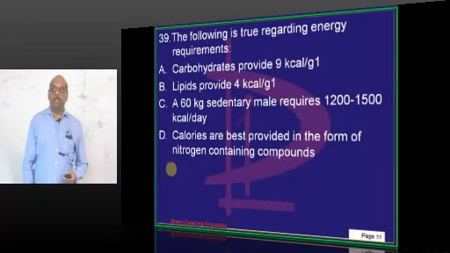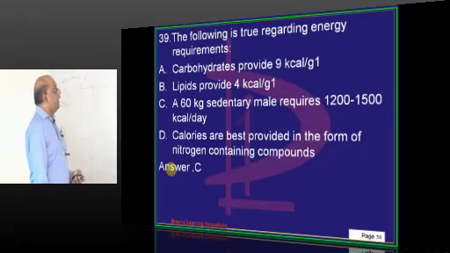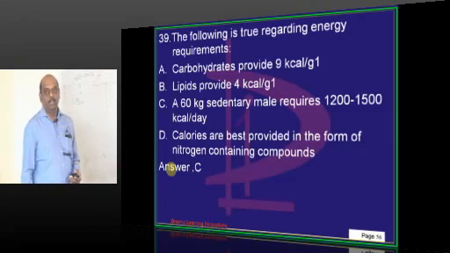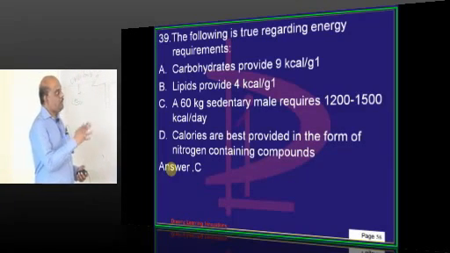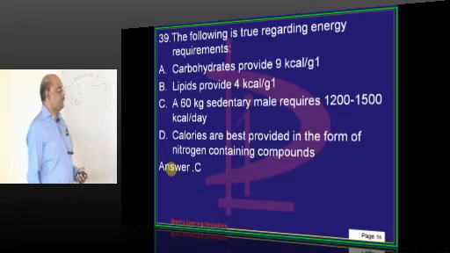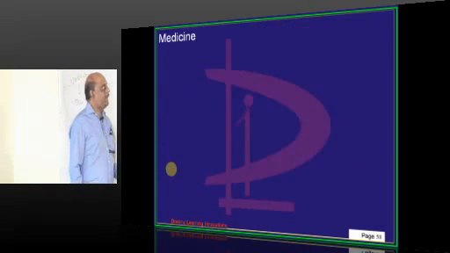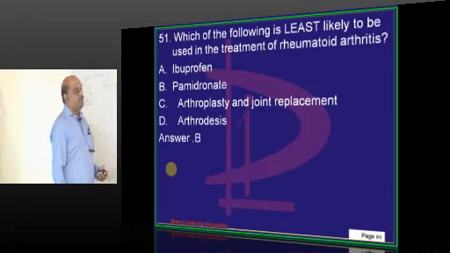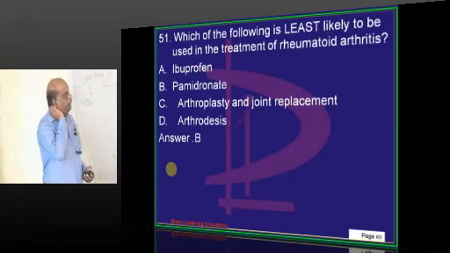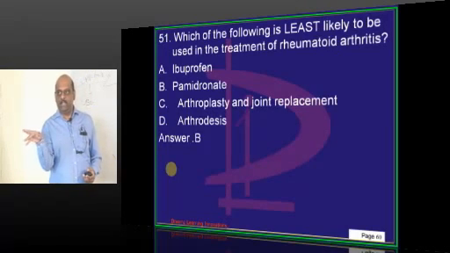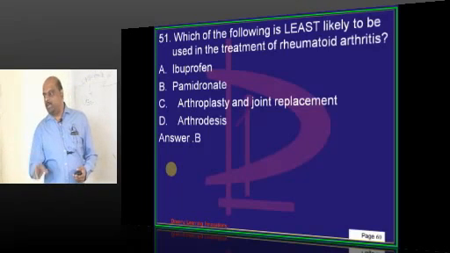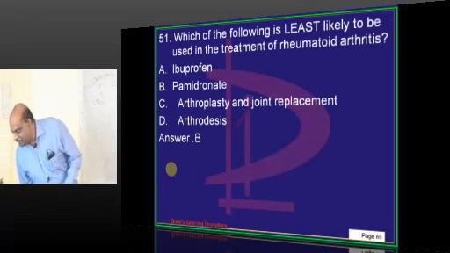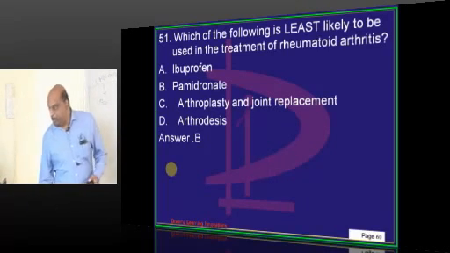Now about the energy requirements. Typically a 60 kg sedentary man requires about 1500 kilocalories per day. But it is the lipids which provide 9 kilocalories and carbohydrates 4 kilocalories, is what you have to basically understand. Now in rheumatoid arthritis, what do we use? We use ibuprofen. If there is a very severe significant deformity of the joint, we do arthroplasty and then we do arthrodesis, right, is what needs to be remembered.